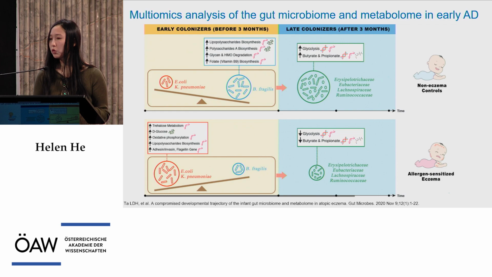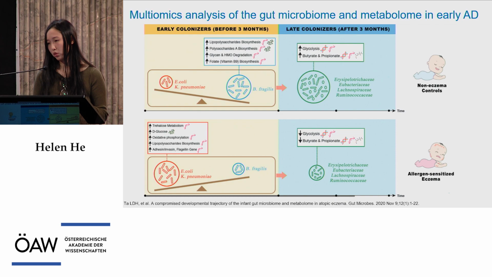And in contrast, B. fragilis colonization was delayed, which led to a decrease in glycolysis products, as well as butyrate and propionate synthesis products. So the authors used a multiomic approach to characterize the disrupted developmental trajectory of the gut microbiome in association with genomic, transcriptomic, and metabolomic changes in infants with early AD.